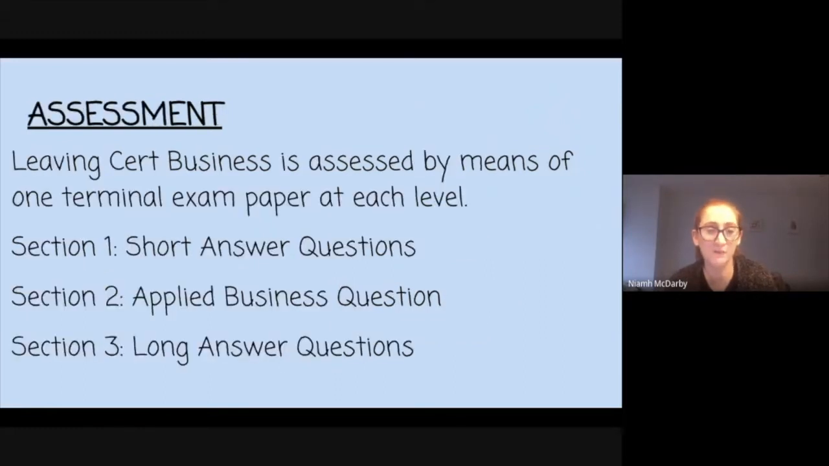For the assessment part, the assessment is broken up into 3 sections. Section 1 is short answer questions, where you need to answer 8 of 10 questions. Section 2 is what's called the applied business question, or the ABQ, and this is for higher level students. This is where you're given a comprehension on a real life situation and you have to apply your theory to it. Section 3 is long answer questions based on the theory of business, but again, you would use real life examples to back up that theory.